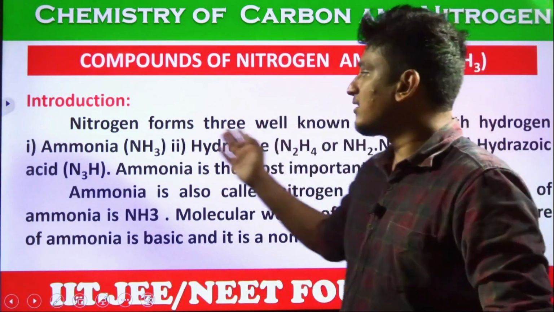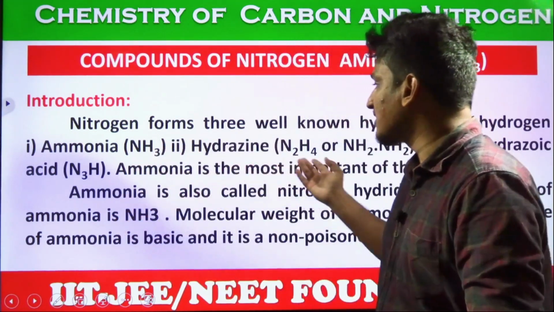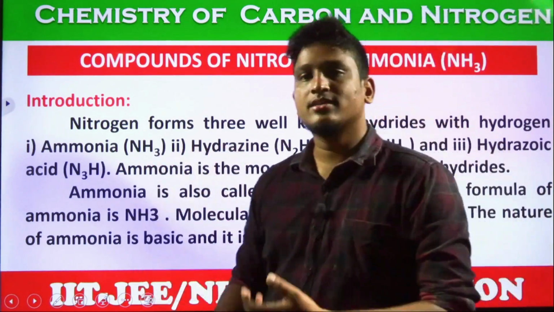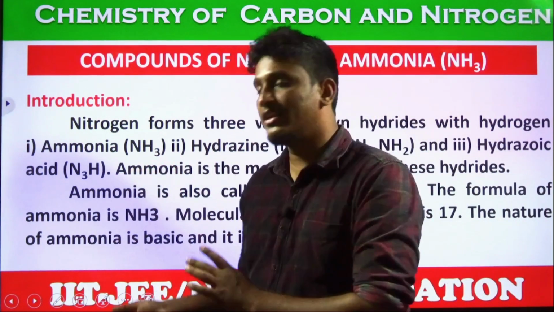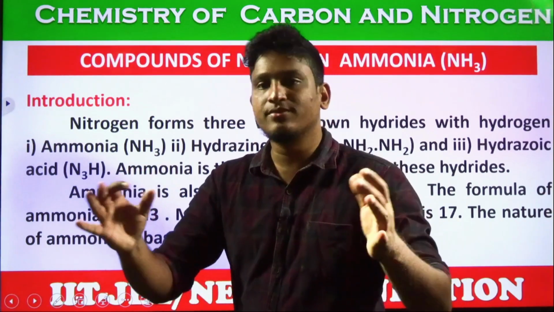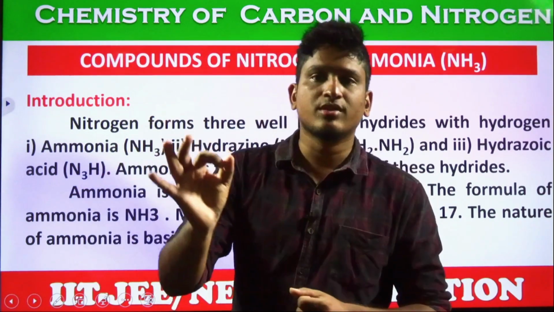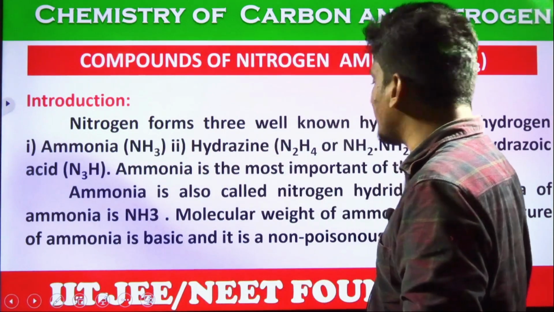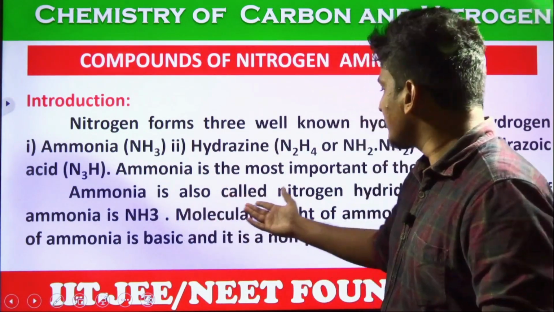One is called ammonia, which is NH3. The other one is called hydrazine, which is N2H4, and the third one is called hydrazoic acid, which is N3H. Among these three compounds, the main and useful compound is ammonia. You already know the use: it is used as a fertilizer. So ammonia is the most important of these three hydrides, right?